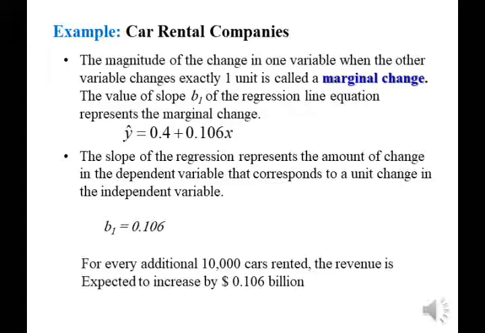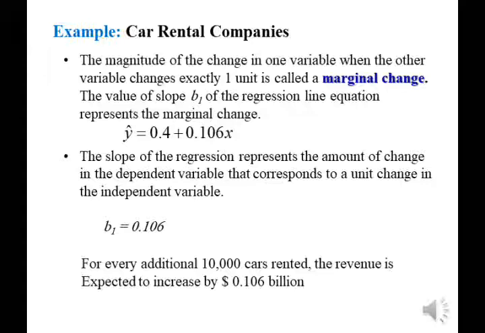Now let's look at what is given here. Let me look at the equation. Y hat equals 0.4 plus 0.106X. In this equation, we have two numbers, or two constants, that are very important. B naught, which is 0.4, and B1, the slope, which is 0.106, which are what we call the parameters. Actually, the most important parameter in the regression line equation is the slope, which is B1.